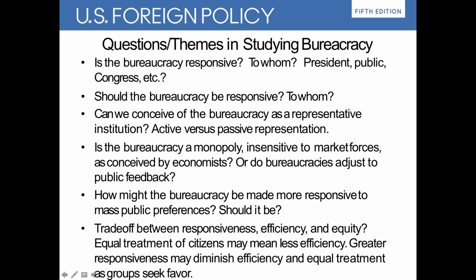And then finally, there's this trade-off between responsiveness to anyone, how efficient they are, and then how equal they are. So equal treatment of citizens may mean less efficiency, but if they have greater responsiveness, they may not be able to be as efficient nor treat groups equally.